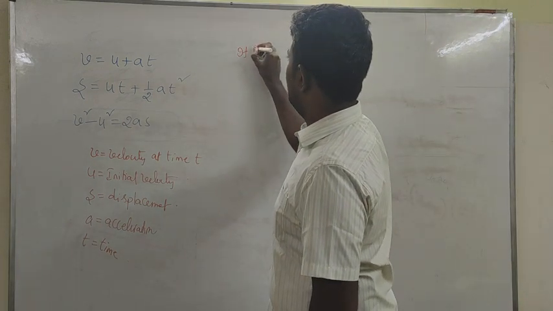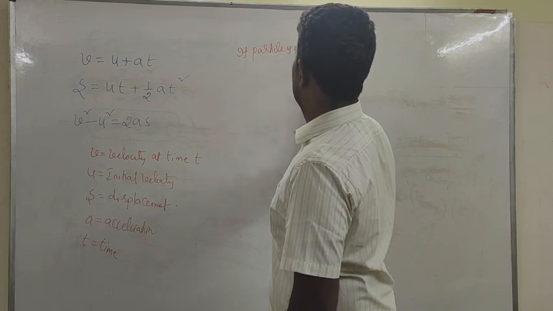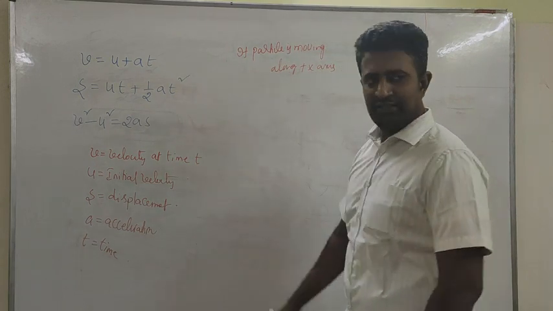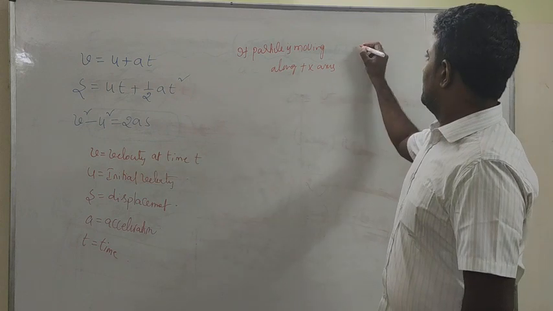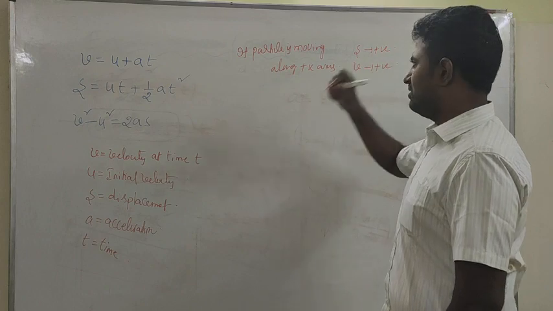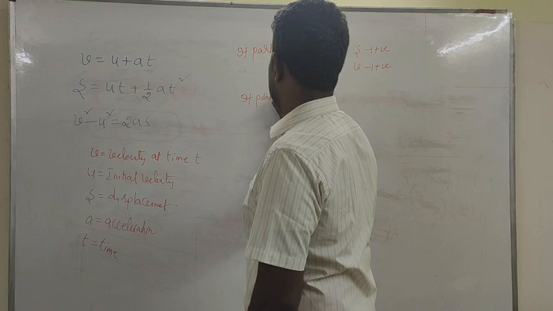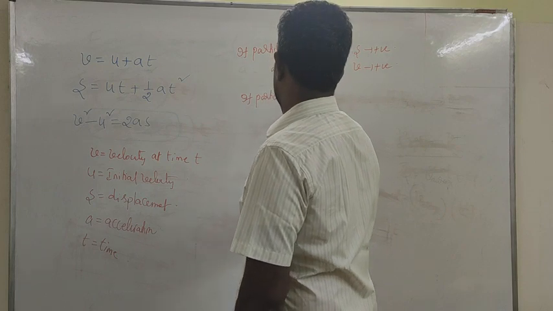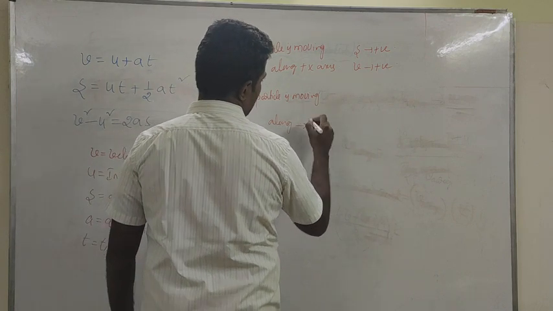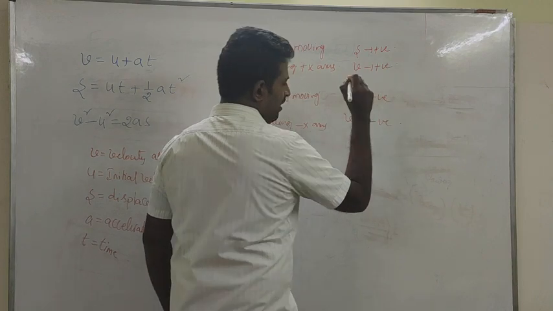If the particle is moving along plus x-axis, displacement is positive and velocity will be positive. If the particle is moving along minus x-axis, then displacement is negative and velocity is also negative.